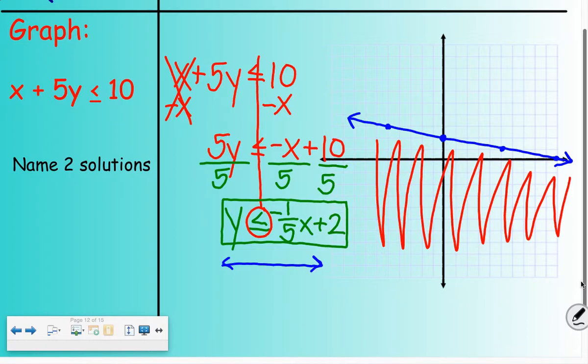So let's name a couple. How about 3, negative 3 right there? Yep, that falls in the shaded area. So 3, negative 3 would be a solution. Another one, if I do negative 4, 0. Yes, that's in the shaded area. So negative 4, 0 is a solution.